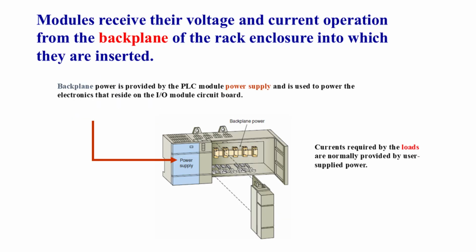All PLC modules receive their operating voltage and current through the rack backplane, which is powered by the system's power supply module. This power supports the electronics on the I/O modules, but does not power external field devices. Loads such as motors and solenoids require user-supplied external power, often from a dedicated DC or AC supply. The backplane ensures that each module inserted into the rack receives the necessary operating power.